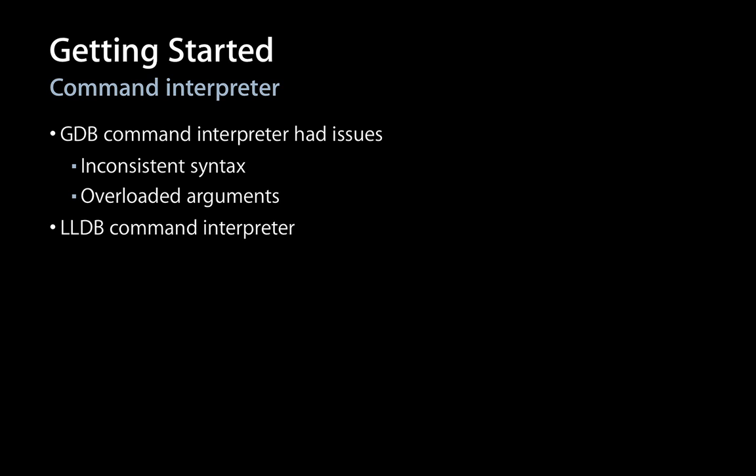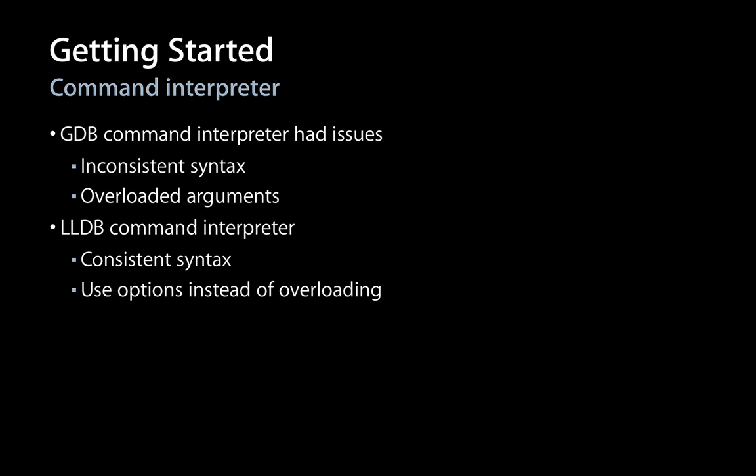With LLDB's command interpreter, we wanted to make sure that we had a very consistent command syntax, so no matter what command you typed, you knew exactly what to expect. We use options instead of overloading the arguments, and that helps us target the autocompletion a little more efficiently. With the break command in GDB, if you hit tab after typing it, we'd have to autocomplete every file and line, every function, and a whole lot of different things. By using options, we can actually show you the data that you're looking for a lot more efficiently.